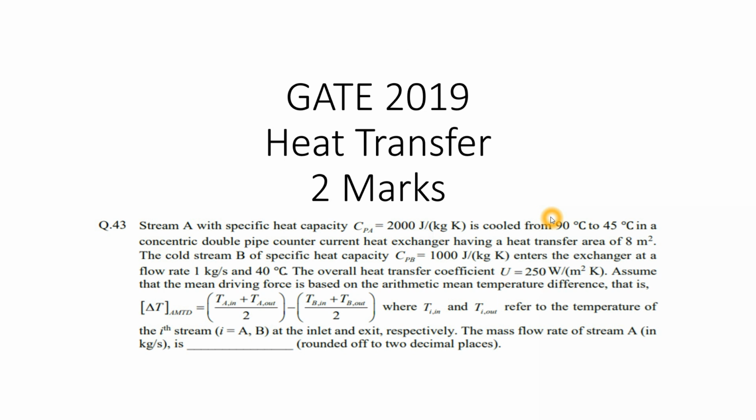This question is from GATE 2019, heat transfer for 2 marks. Stream A with specific heat capacity is cooled from 90 to 45 in a concentric double pipe counter current heat exchanger having a heat transfer area of 8 meter square.